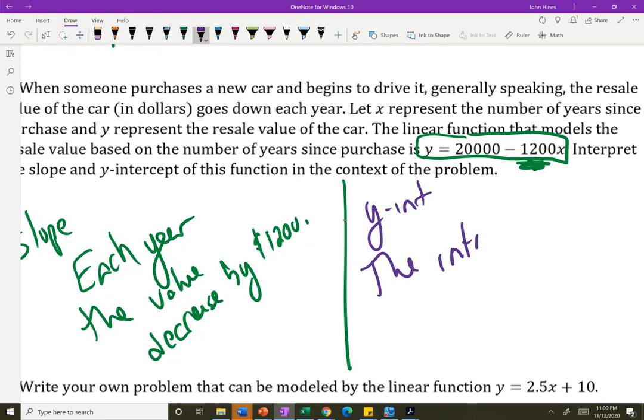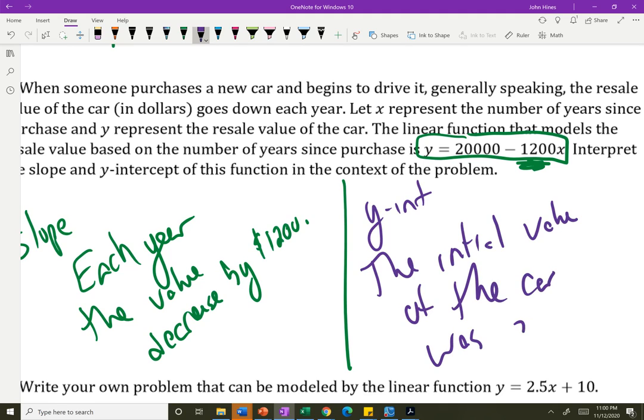Whereas the y-intercept is the initial or starting value. The initial cost or the initial value of the car was how much? It was $20,000. That's what the y-intercept is. So from this lesson, I need you guys to understand the y-intercept is the starting amount and the slope is the rate of change. It's for each, for every, whereas the y-intercept is that one-time fee.